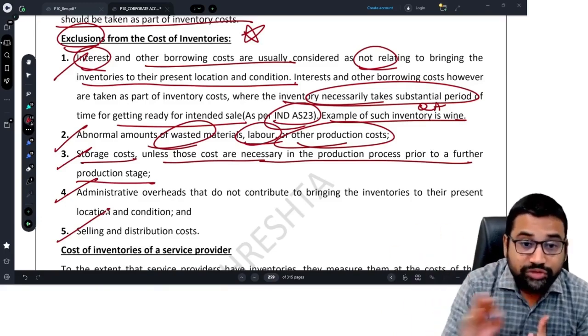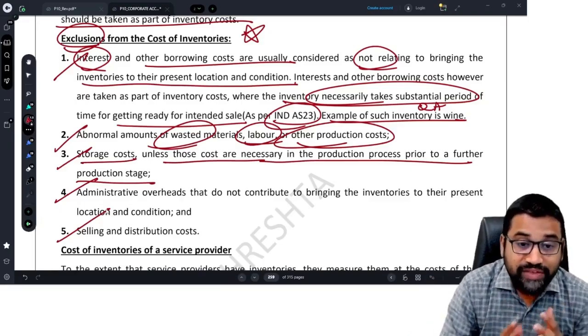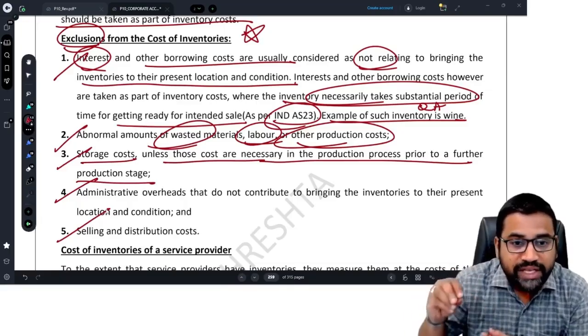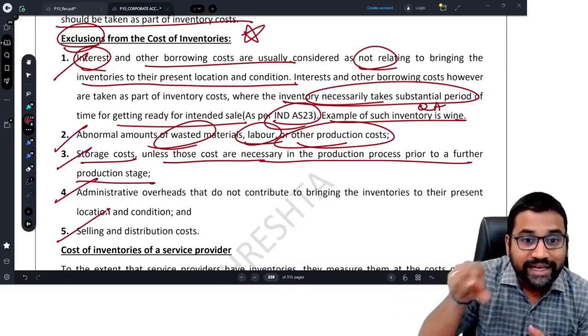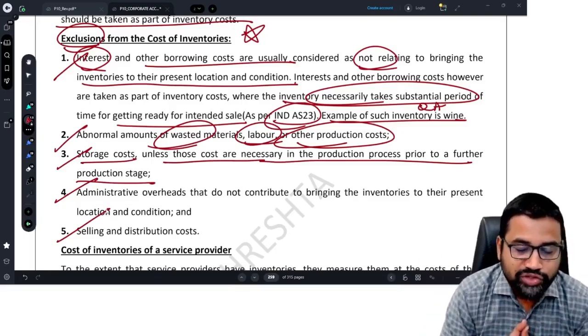And what are the costs which should be excluded from the cost of inventories? Interest and other borrowing costs we should not include if they are not directly relating to bringing the inventories to their present location and condition. Suppose the inventory is a qualifying asset, then interest cost directly relating to that can be included as a part of cost of inventories.